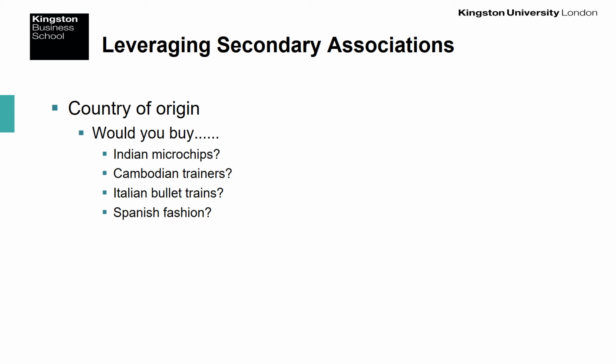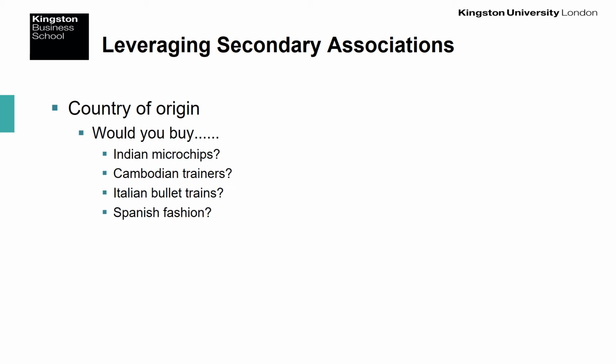India manufactures a very large number of microchips for different companies that go into different products all over the world. Both Nike and Adidas have their trainers manufactured in Cambodia. Bombardier is an Italian company that makes most of the world's fast bullet trains. And Inditex is a leading player in the high street fashion sector. It's a Spanish company with brands like Zara and others.